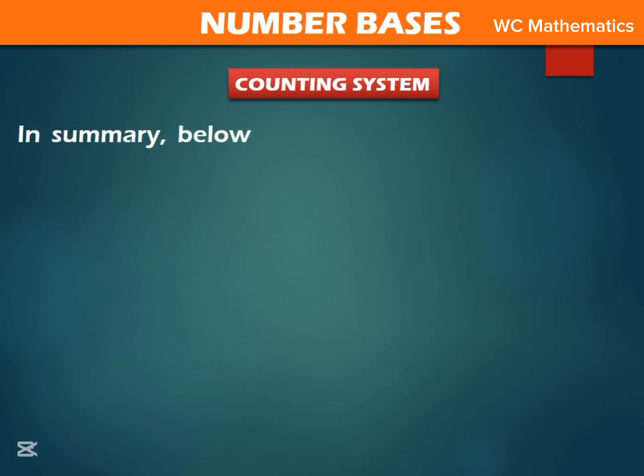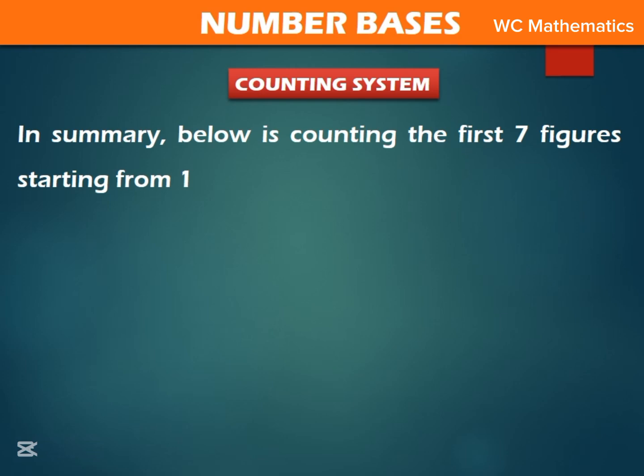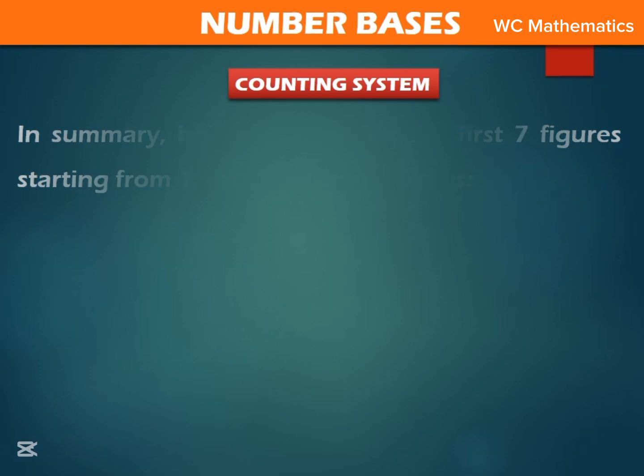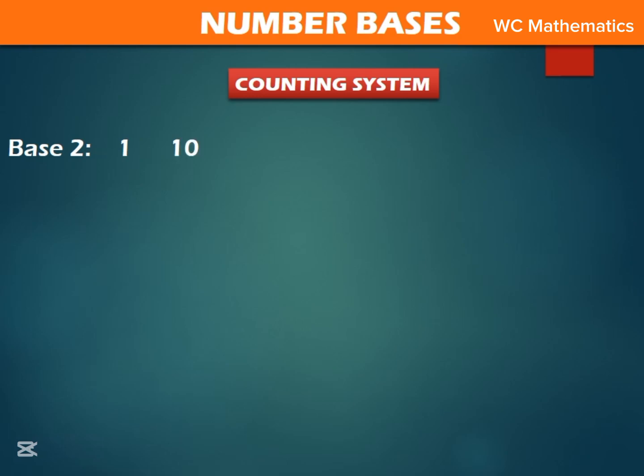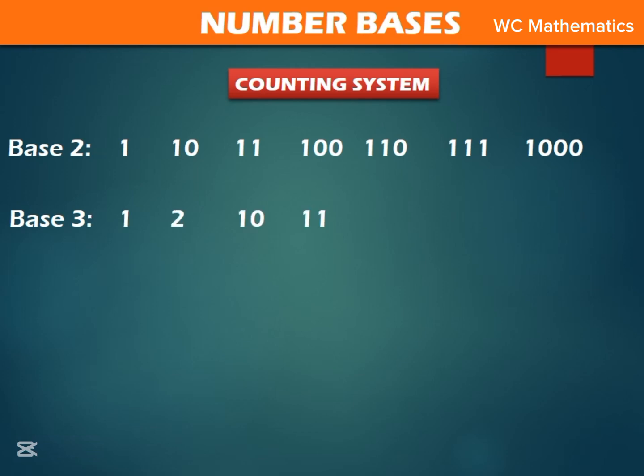In summary, below is the counting of the first 7 figures starting from 1 in the following bases. So counting in base 2 will be 1, 10, 11, 100, 101, 110, and 111. So you don't have any number more than 1 in base 2. Now in base 3, it will be 1, 2, 10, 11, 12, 20, and 21. No number more than 2 in base 3.